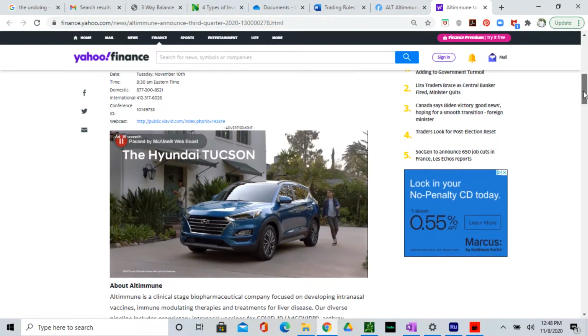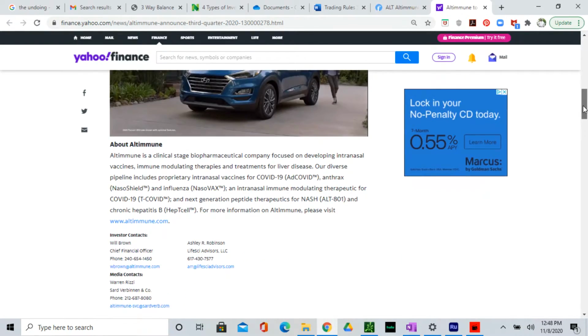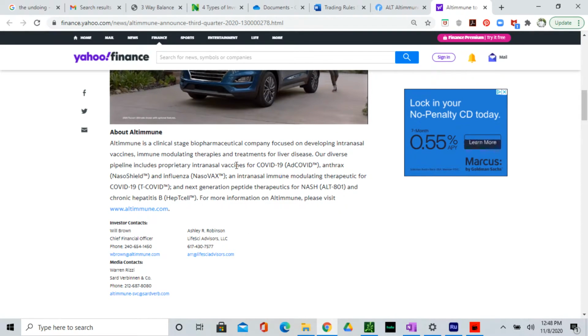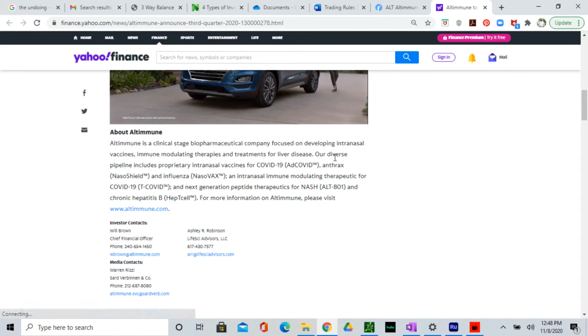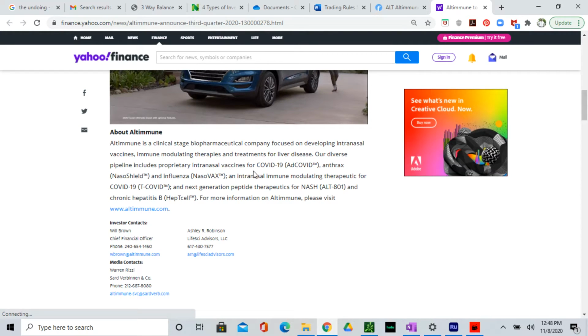I don't know what's up with this advertisement, but to give you a background on this, we'll get to that in a little bit. They give you a little background on the company, saying that it's focused on intranasal vaccines, immune modulating therapies, and treatments for liver disease. Our diverse pipeline includes proprietary intranasal vaccines for COVID-19, anthrax, and influenza. Right, and these are the pharmaceutical trademark names for them, like Nasovax and Nasal Shield.